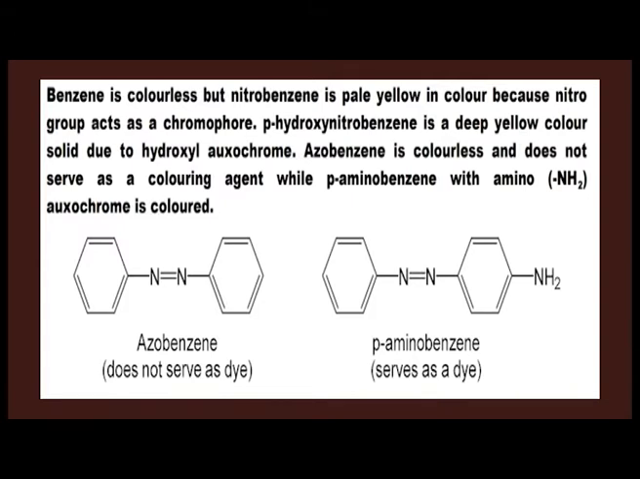Para-hydroxynitrobenzene is a deep yellow colored solid due to the hydroxy auxochrome. Azobenzene is colorless and does not serve as a coloring agent, but para-aminoazobenzene with an amino auxochrome is colored. Some interesting theories are also discussed to understand the connection between color and their constituents.